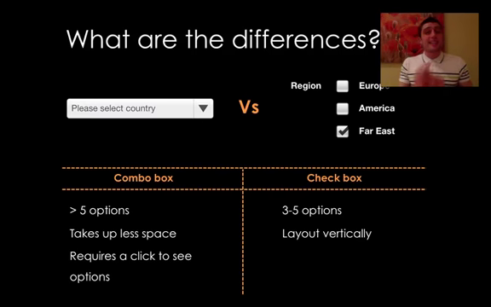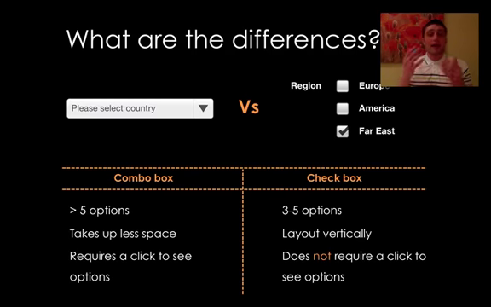It requires a click to see the options, and this is quite important as well, because it does mean that the user has to interact with your interface to understand what there is to do next. And this is somewhat alleviated when you can actually see the options right there in front of you with radio buttons or with checkboxes.